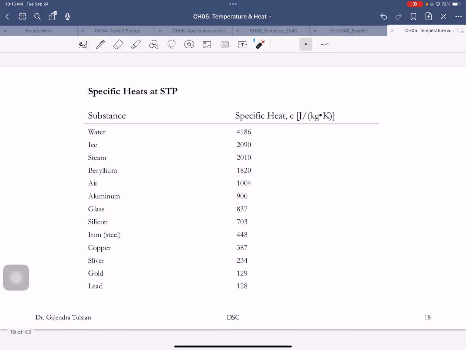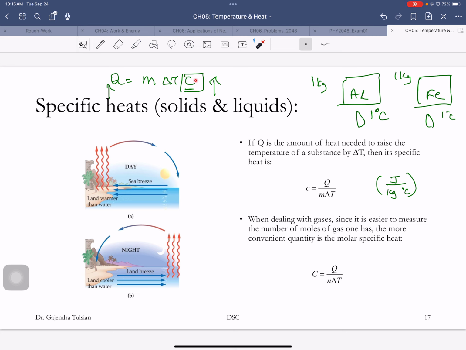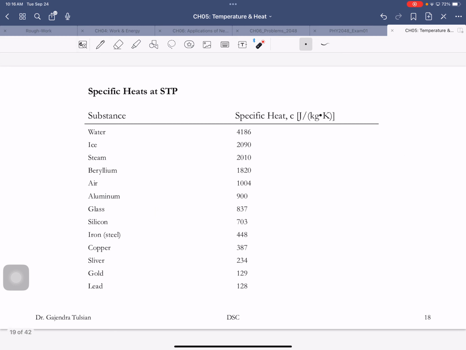Let's look at the specific heat. Remember, the higher the specific heat, for a given amount of heat, the lower the temperature rise. So the higher the specific heat, the more heat you would need to raise the temperature. Look at this. The specific heat of water is 4,200 joules per kg per Kelvin. Dirt is silicon dioxide to a large extent. Its specific heat is 703. So the specific heat of water is 6 times greater.